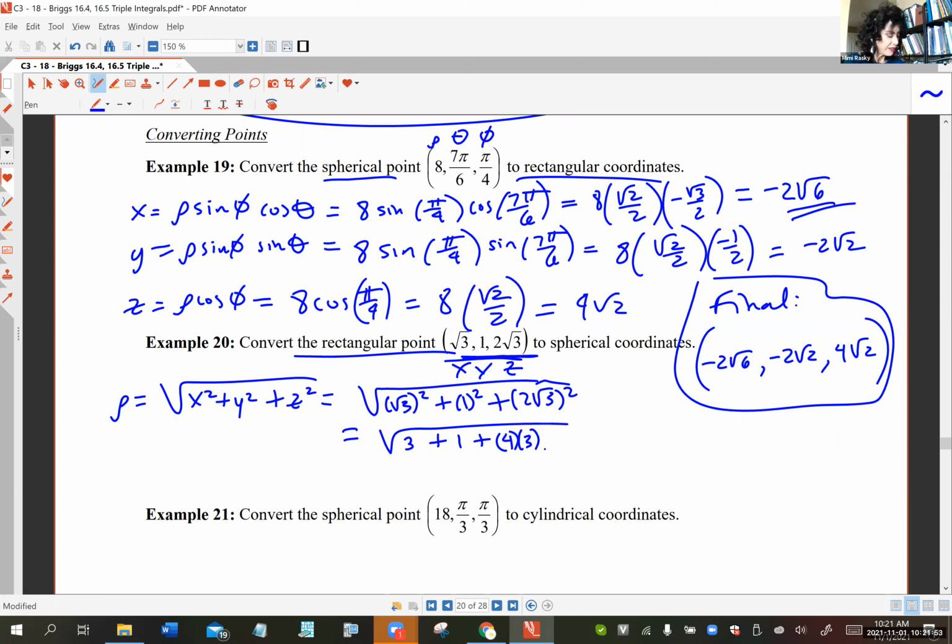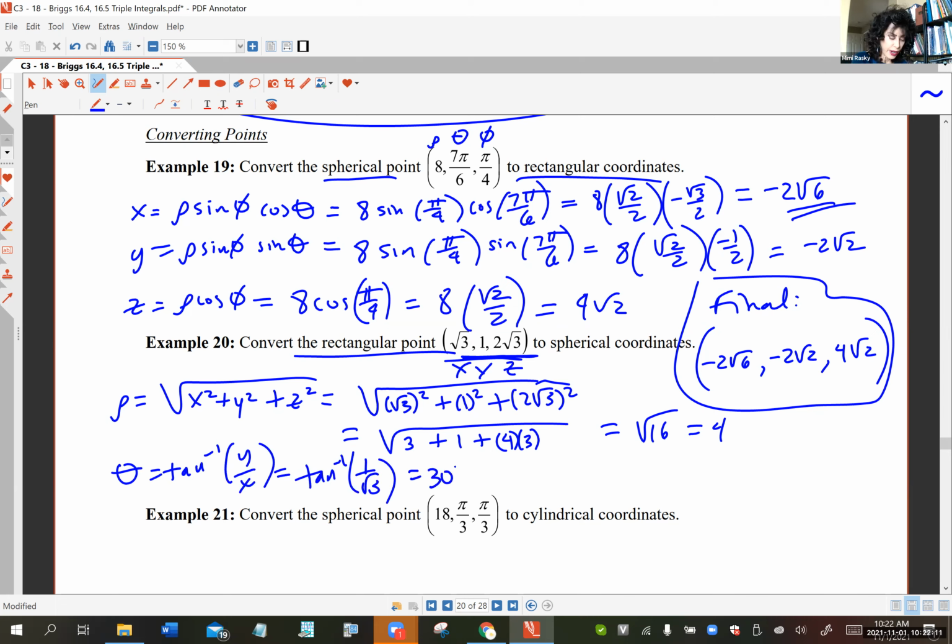So it looks like we're going to have the square root of 3 plus 1 plus 12. But that's square root of 16, which gives 4. Nice. Theta is tan inverse y over x. So for us, that's tan inverse 1 over square root of 3. And if you use your graphing calculator in degrees mode, you'll get 30 degrees, and then you can convert that to radians, pi 6.